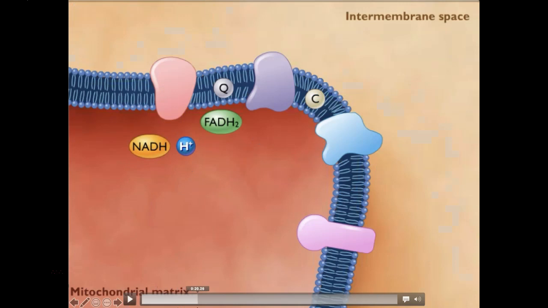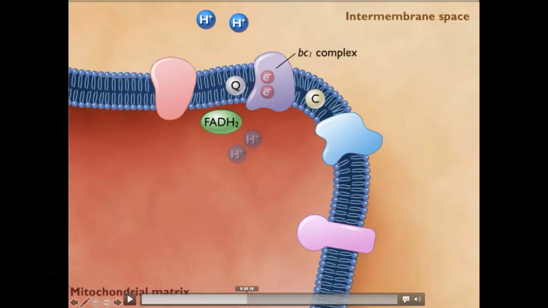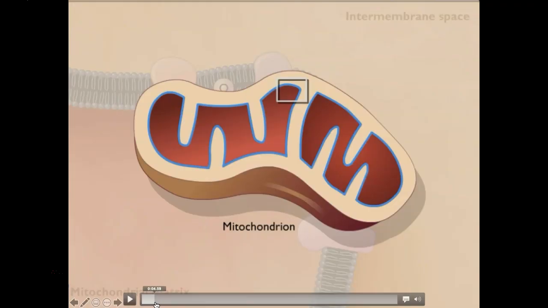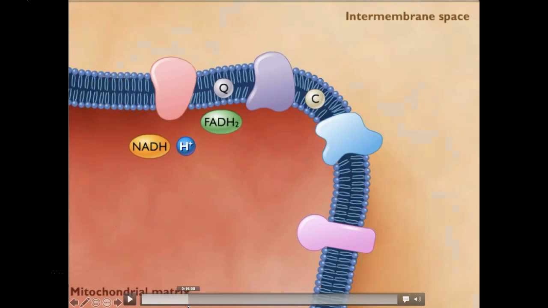So again, this is showing you more details than you need to know. It's showing you the specific names of the enzymes. I would love for you to know that, but I'm not going to test you on it.